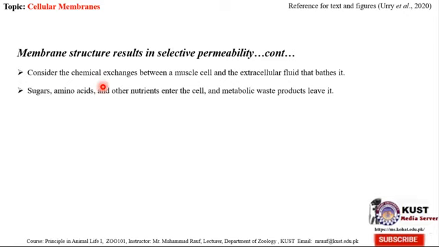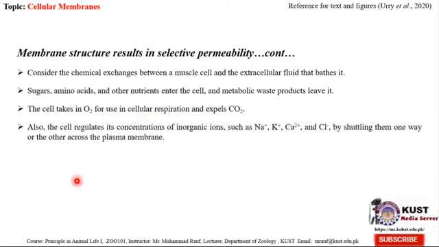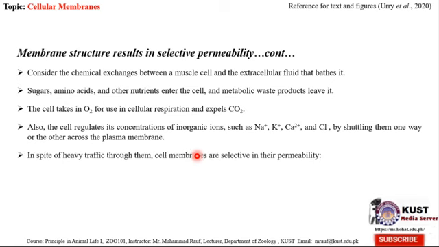Now, consider the chemical exchanges between a muscle cell and the extracellular fluid that bathes it. Sugar, amino acids, and other nutrients enter the cell, and metabolic waste products leave it. The cell takes in O2, which is used in cellular respiration, and then the cell expels carbon dioxide. Also, the cell regulates a proper balance of inorganic ions by sending them one way or the other across the plasma membrane.